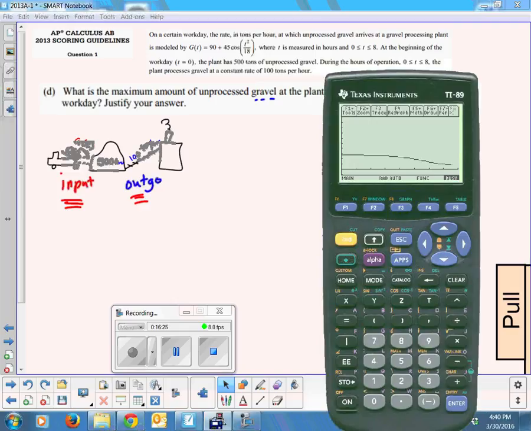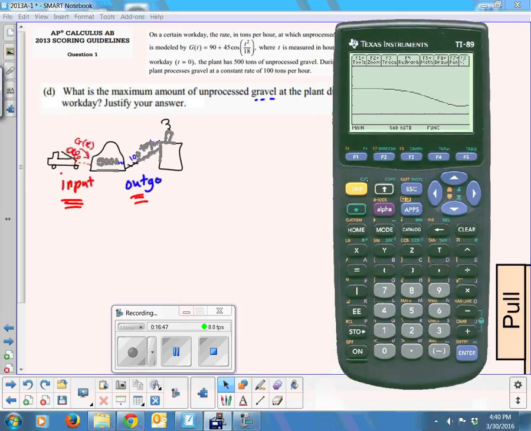It looks like I can change my scale a little bit because my y's are kind of big. So I'm going to go back to window and maybe make my y's go down to, say, 250 and graph. Okay, that's a little bit better. So that's the rate at which gravel's coming in. It would certainly be easy to graph the rate at which gravel's going out. That's 100. So I'm going to go to y2 and put in 100 and graph that.